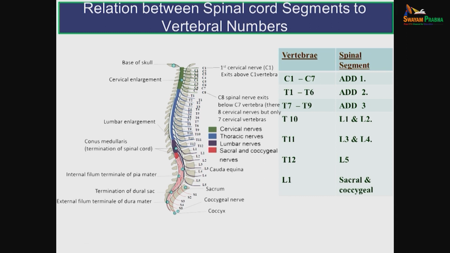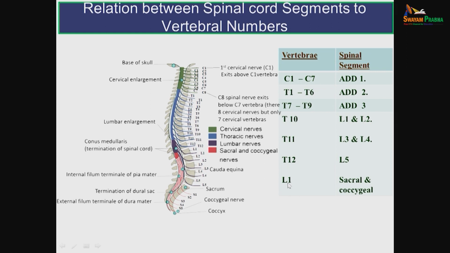There comes the importance of spinal segment. So, the T10 vertebra corresponds to the L1 and L2 segments of the cord. The T11 vertebra, underlying will be the L3 and L4 spinal segments. T12 corresponds to the L5 spinal segment.